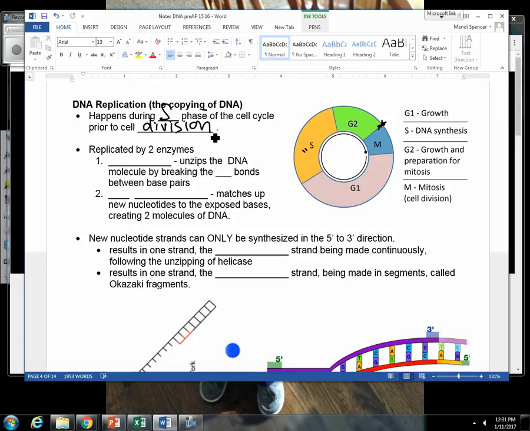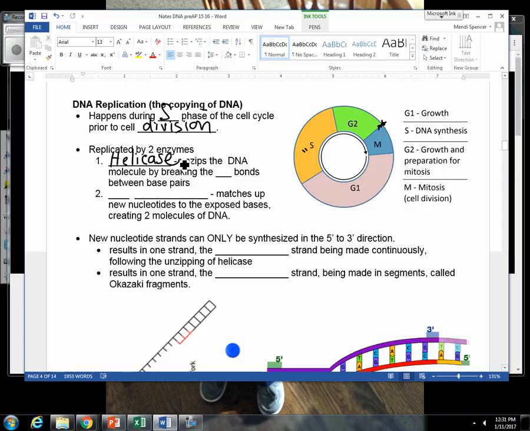There are a lot of enzymes involved in copying DNA, but we're just going to talk about two of them in Pre-AP Bio. There's more that you're going to learn about when you come to AP Bio, but you'll have a good foundation of DNA replication. The first enzyme you need to know is called helicase.